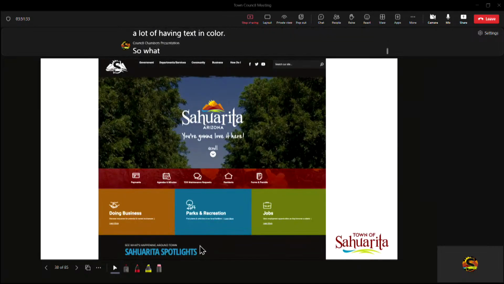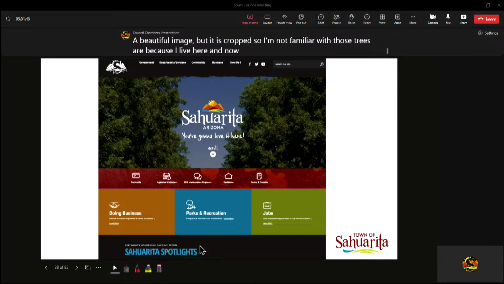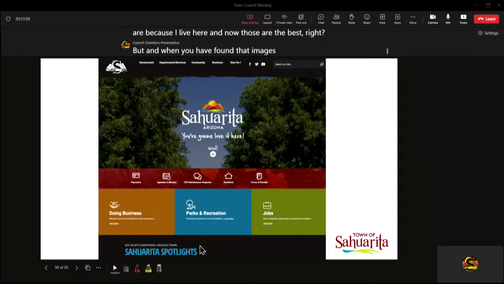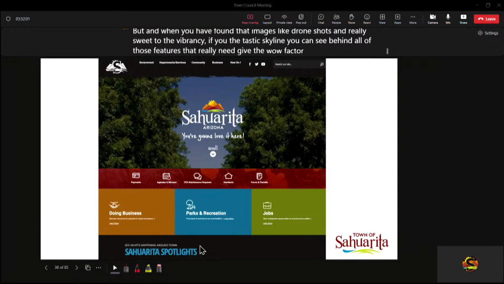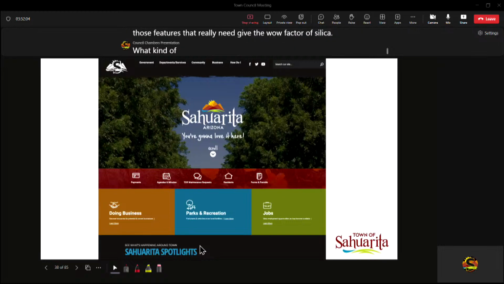So what you'll see here, this is what the website looks like today. A beautiful image, but it is cropped, so I'm not clear what those trees are. Because I live here, I know that's the pecan groves, right? But we have found that images like drone shots really speak to the vibrancy of the community, the fantastic skyline that you see behind you, all of those features that really give the wow factor of Sahuarita weren't coming through for me quite as clearly in photography. So that's a big push for us this year.